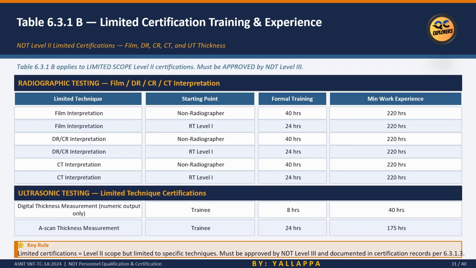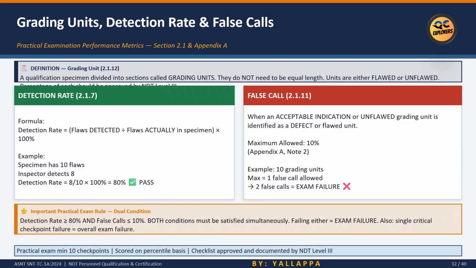Now let us study limited certifications. Limited certifications are Level 2 certifications restricted to specific techniques. Examples include film interpretation, digital radiography interpretation, CT interpretation, and ultrasonic thickness measurement. These limited certifications must be approved by the NDT Level 3 and documented in certification records. Another important interview concept.